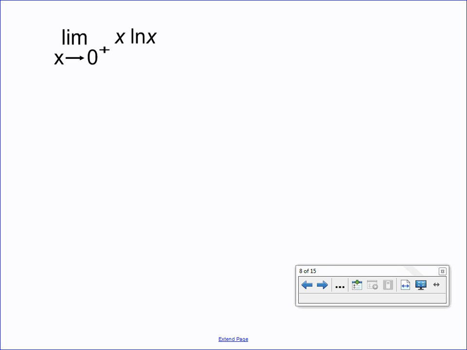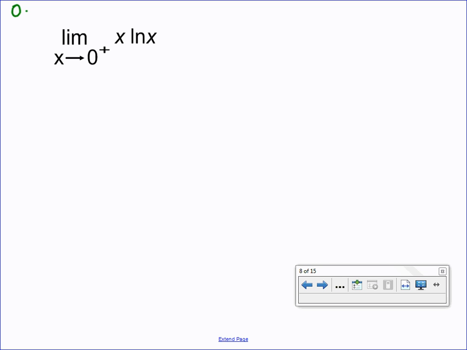Let's go ahead and consider number 3. Is this number 3? So as x approaches 0 from the right, let's consider what happens to the value of my original expression, x ln x. As x is approaching 0 from the right, x is going towards 0.